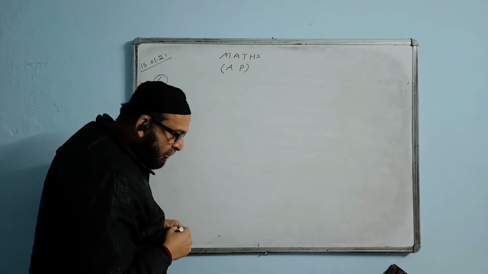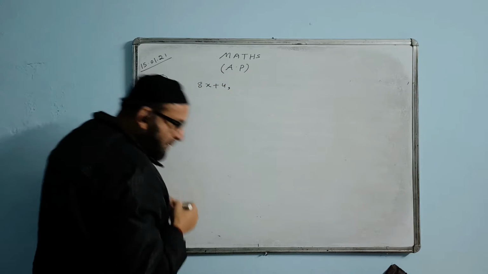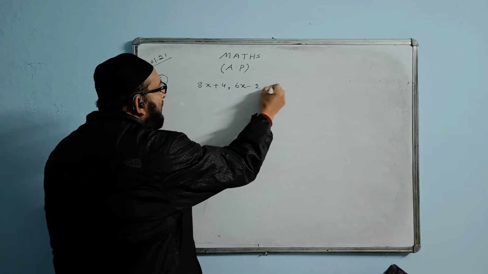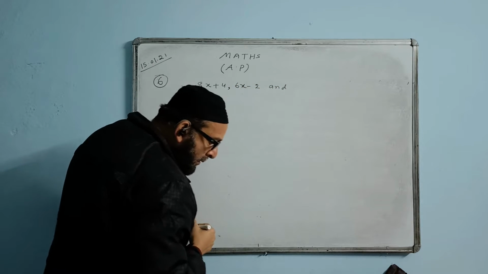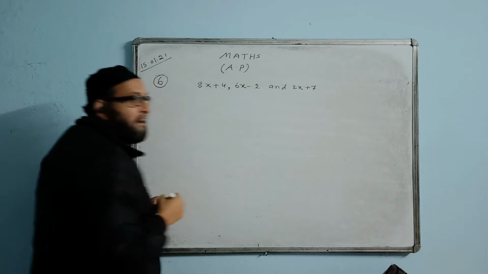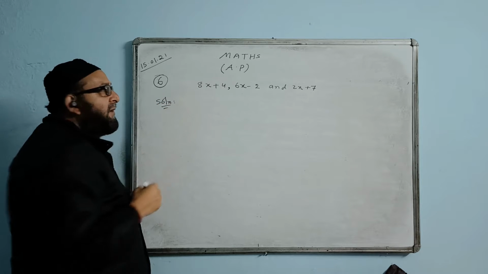Yes, this type of question is important. Find the value of x so that 8x plus 4, 6x minus 2 and 2x plus 7 will form an AP. This question you can do in two different ways.